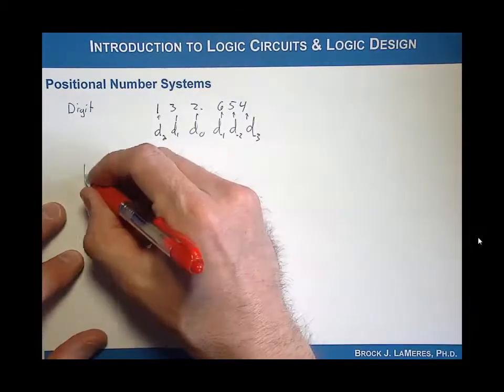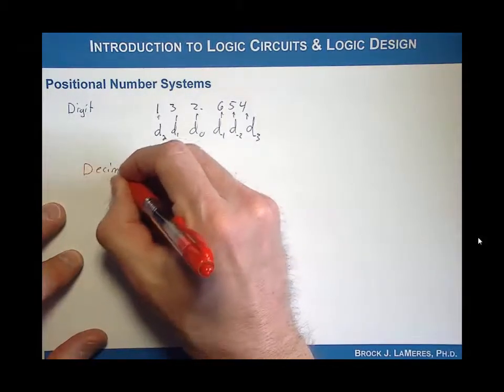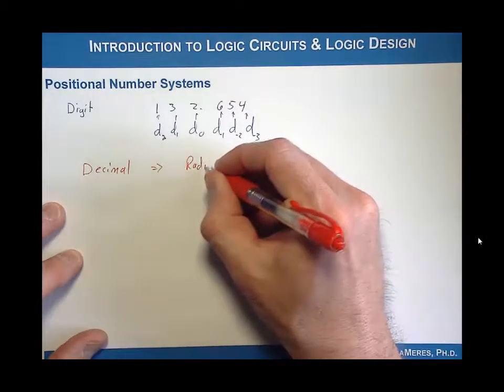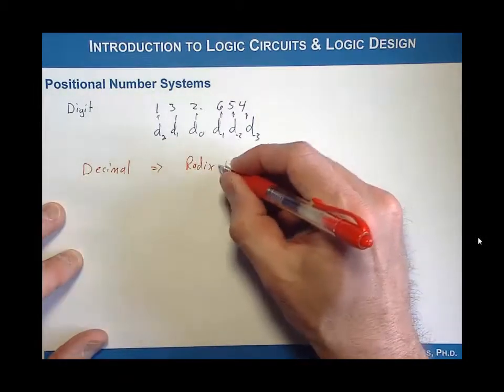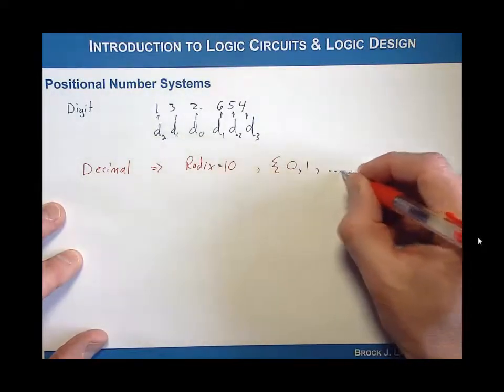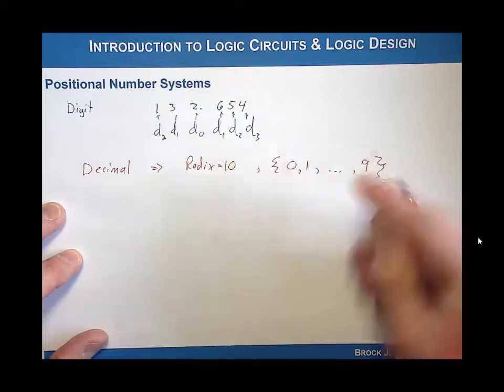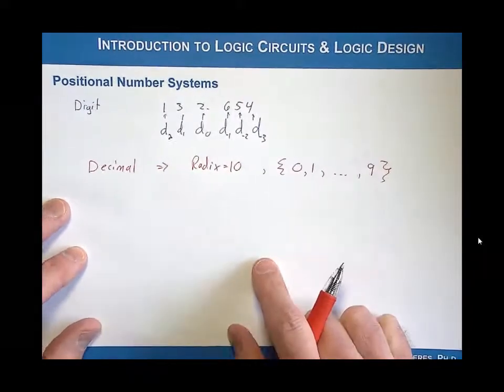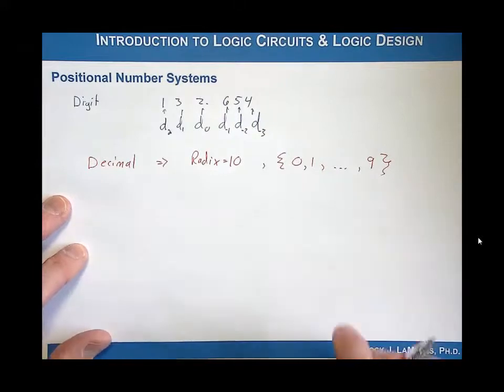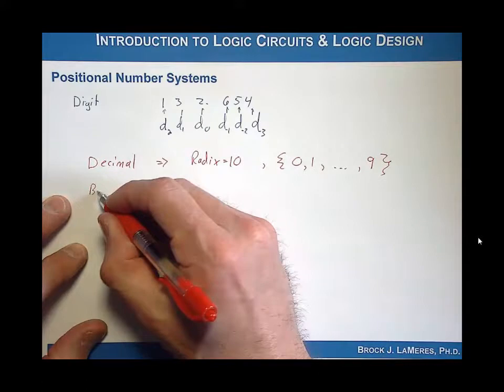So to begin with, we have decimal. We already talked about that this has a radix of 10, and it has symbols in its set from 0 up to 9, and that's it. We all know this number system well, because this is how our brains have been taught to think of the real world. The next one that we really care about is binary.